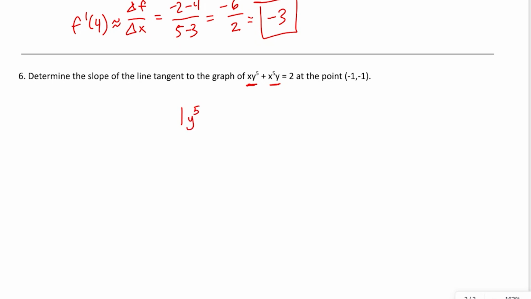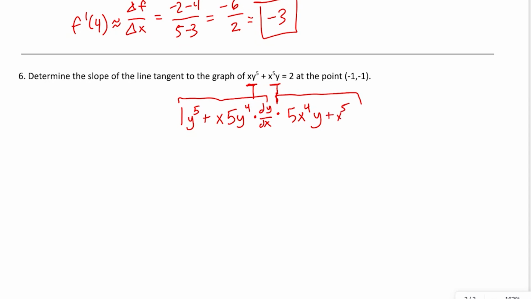So 1 times y to the 5th plus x times 5y to the 4th times dy dx due to the chain rule. So all that is just coming from that first product. And now we'll have this second product, 5x to the 4th times y plus x to the 5th times dy dx. And hold up here. Actually, that should be a plus, not a times. Ooh, almost made a pretty big error there. Equals the derivative of 2, which is 0.